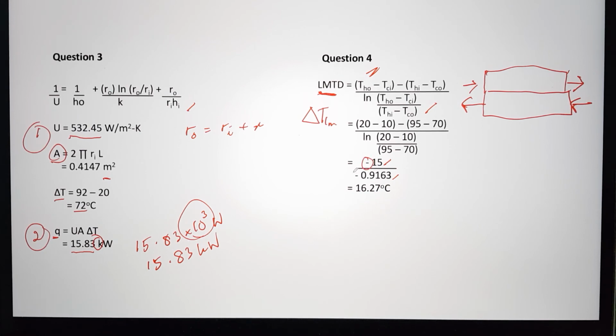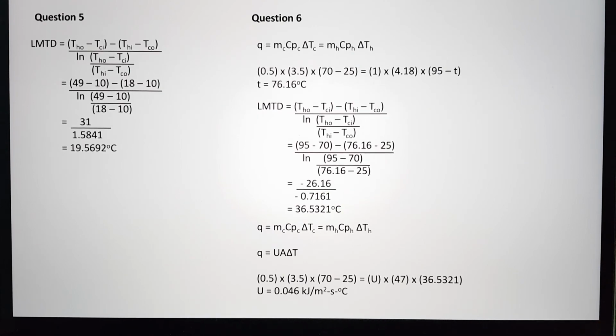Don't be afraid of the negative value, because you learned in high school that a negative divided by a negative becomes positive. So the value of LMTD is 16.27 degrees Celsius. This particular question number 4 has been settled. Now we move on to question number 5.